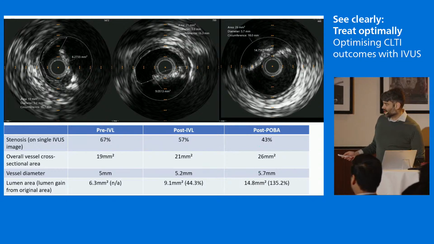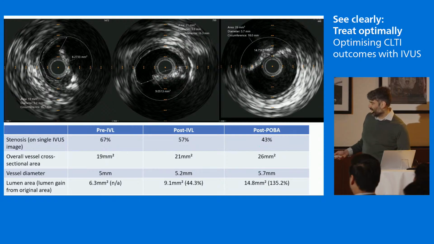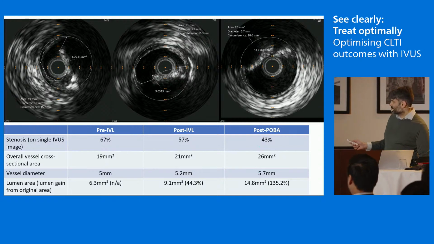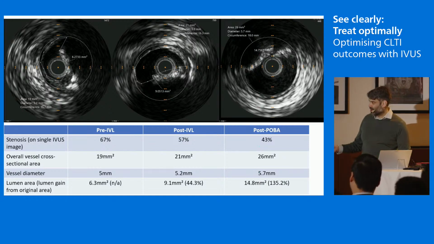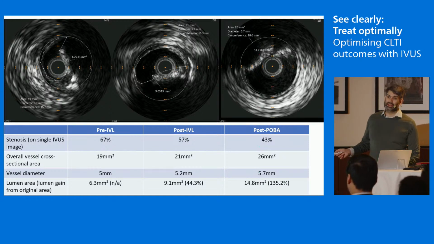After IVL, the stenosis has improved slightly, but this is just after IVL. The overall vessel cross-sectional area is increased a little bit with an obvious increase in diameter, but then after the plain balloon angioplasty, that same plaque pushes out and the vessel in the same place has actually got bigger again, up to 5.7 millimeters. You can see this is the kind of difference in size that will influence our choice of DCB.